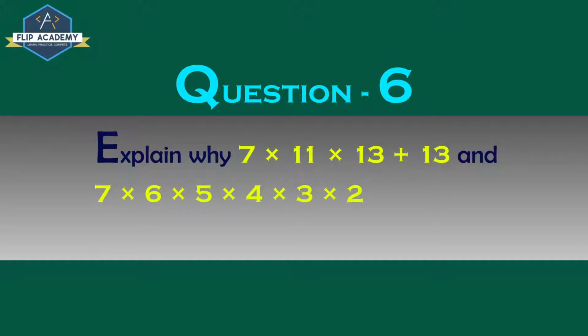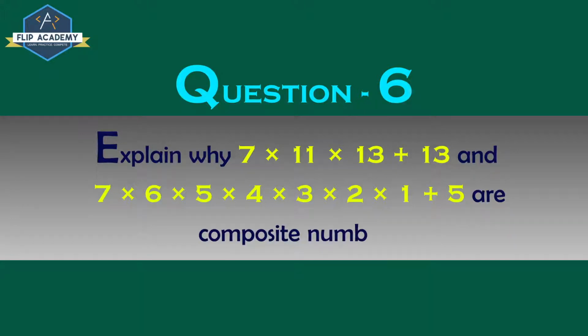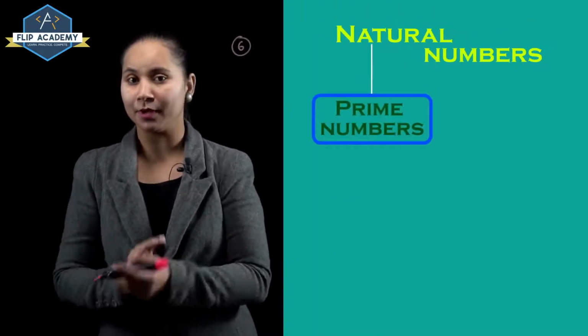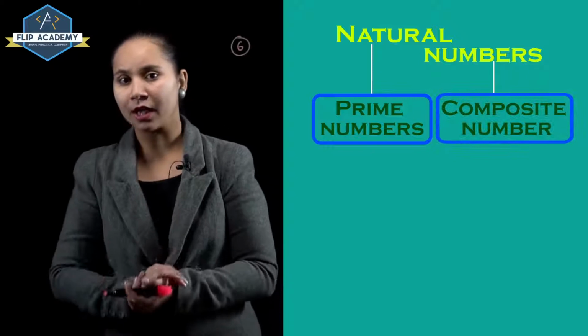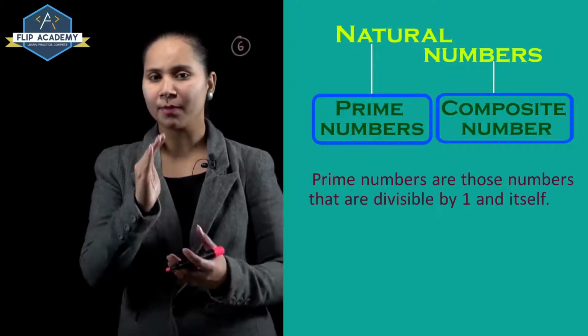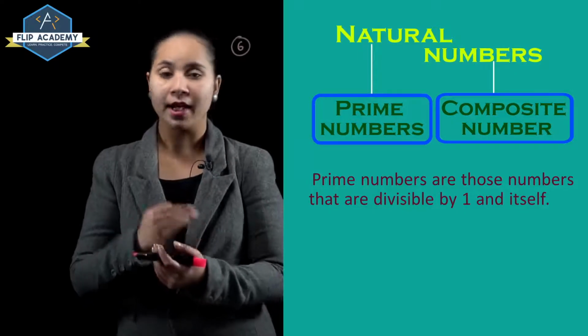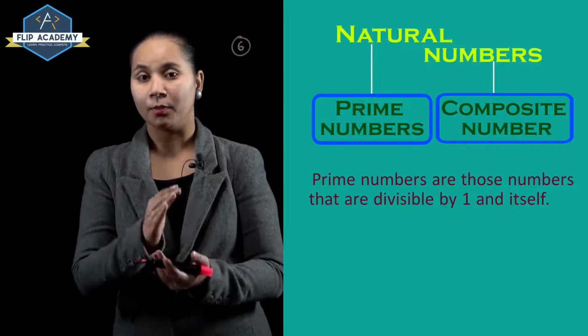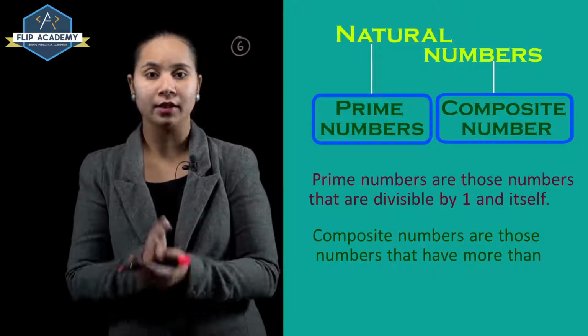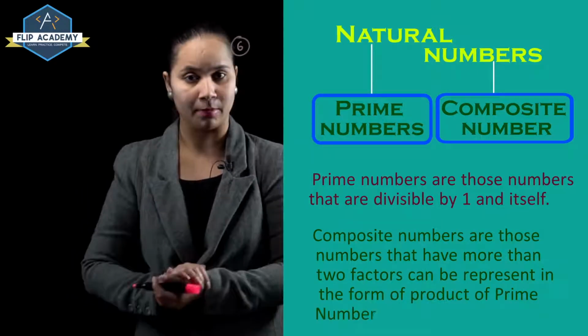Real numbers exercise 1.2 question number 6. Explain why 7 into 11 into 13 plus 13 and 7 into 6 into 5 into 4 into 3 into 2 into 1 plus 5 are composite numbers. Before reading the question, we discuss 2 points: natural numbers are classified into prime numbers and composite numbers. Prime numbers are those numbers that are divisible by 1 and itself. Composite numbers are those numbers that have more than 2 factors and can be represented in the form of a product of prime numbers.